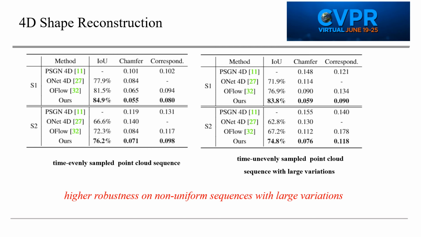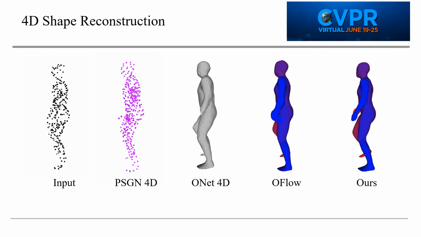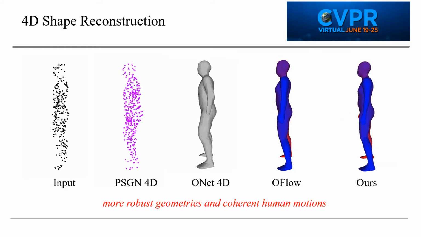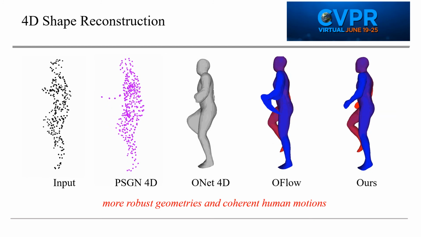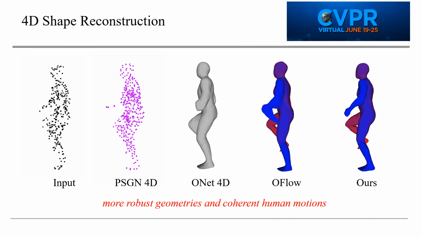We compare our approach with previous methods for 4D shape reconstruction in two causal inputs, including time evenly and time unevenly sampled sequences. The quantitative comparisons show that our approach can achieve higher robustness on non-uniform sequences with large variations. The qualitative comparisons illustrate that we can recover more robust geometries and coherent human motions.